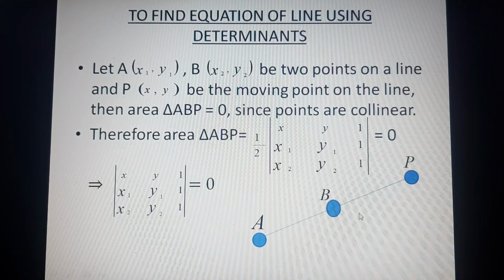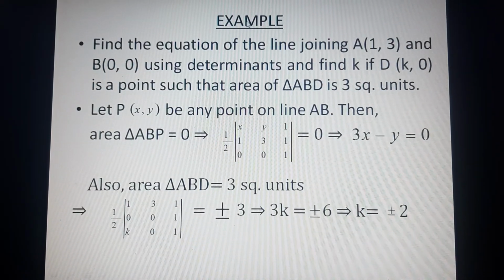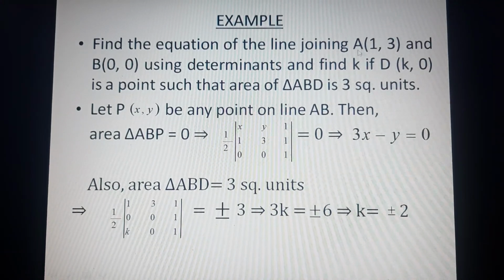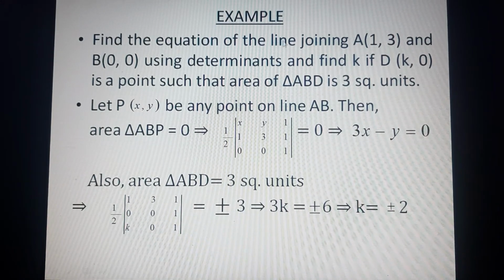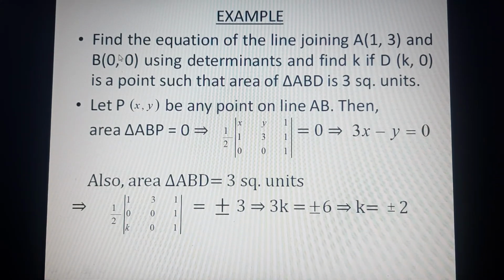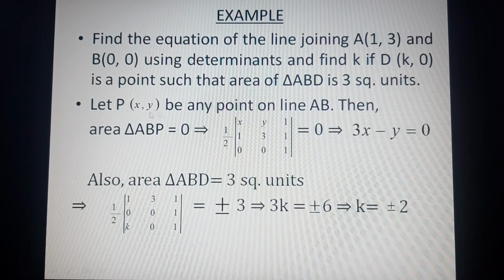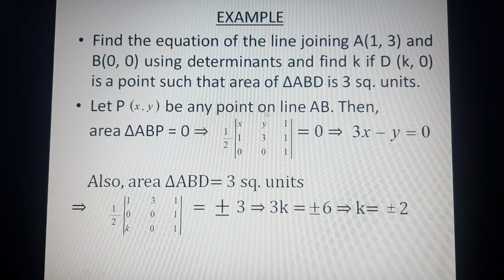So determinants can also be used to find the equation of line. We can see it by an example. There are 2 points, A (1, 3) and B (0, 0), 2 points on the line, and we have to find the equation of line. So what I have done is I have taken these points A, B and P. P is the moving point (x, y), and A, B, P is the line.